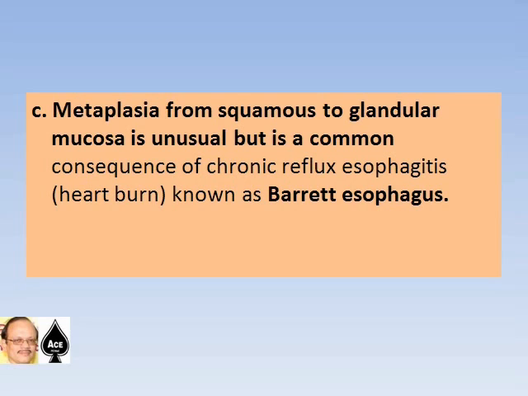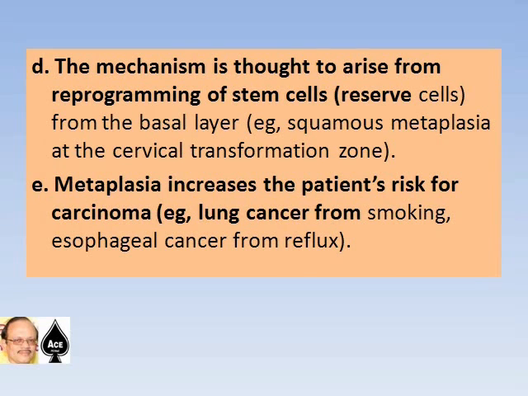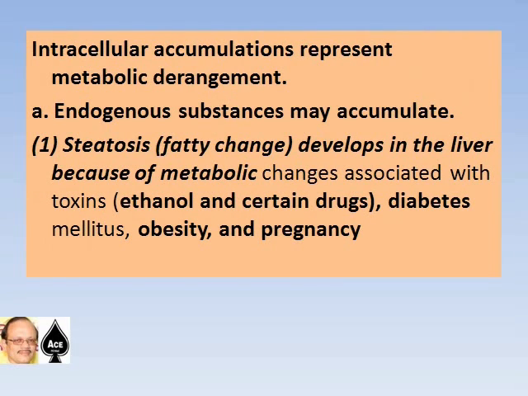Metaplasia from squamous to glandular mucosa is unusual but is a common consequence of chronic reflux esophagitis, which causes heartburn, called Barrett esophagus. The mechanism is thought to arise from reprogramming of stem cells or the reserve cells from the basal layer, like squamous metaplasia at the cervical transformation zone. Metaplasia increases the patient's risk for carcinoma, like lung cancer from smoking, esophageal cancer from reflux.